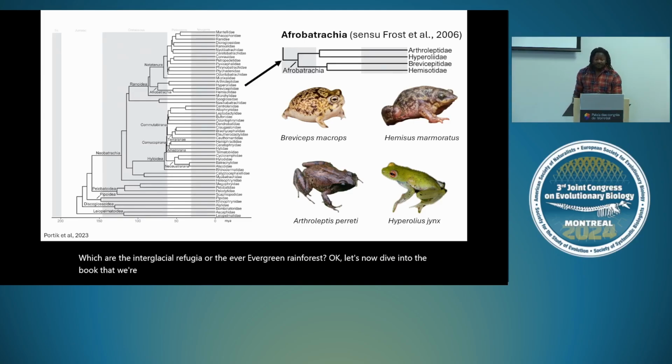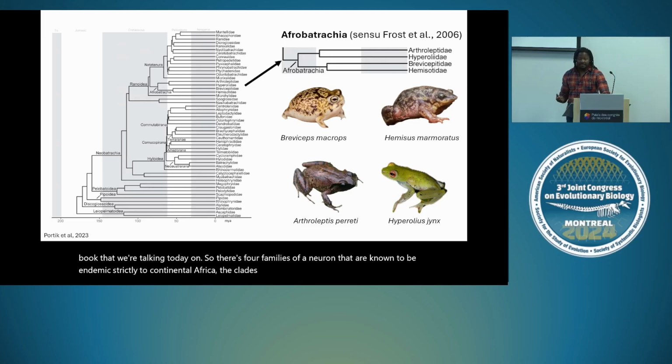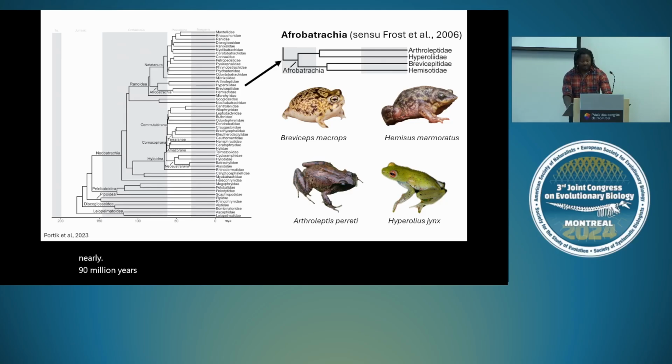Okay, let's now dive into the group that we're talking about today. There are 4 families of frogs that are known to be endemic strictly to continental Africa. The clade is called Afrobatrachia and diverged nearly 90 million years ago. It is composed of 4 families: the Arthroleptidae, Hyperoliidae, Brevicipitidae, and Hemisotidae.